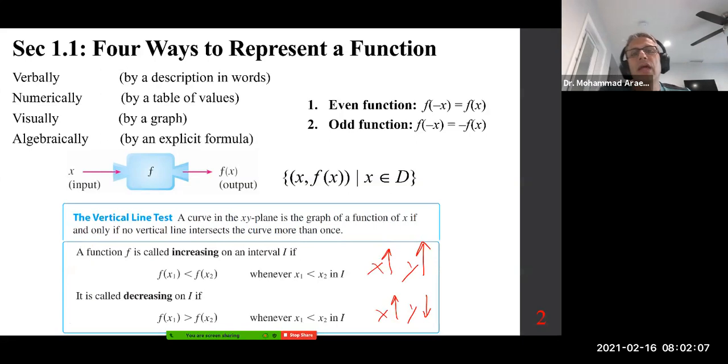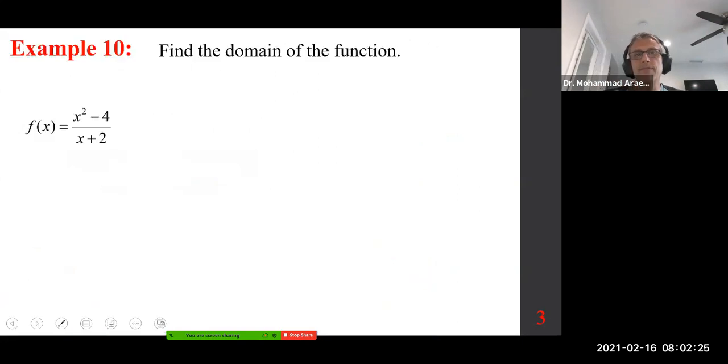And then we have the even and odd function definition. Even, simply put, f of minus x is f of x, and odd, f of minus x is minus f of x. In the case of an even function, it's symmetric with respect to the y-axis. In the case of an odd function, with respect to the origin. So we want to find the domain. Anytime we are dealing with the domain of a rational function, basically the domain is all real numbers except what makes the denominator 0.